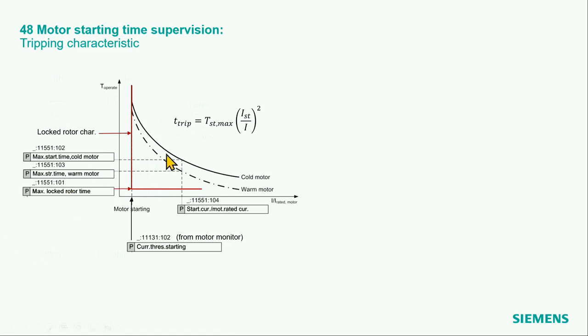I have the possibility to set two different starting times for the cold and for the warm motor here. The starting condition is the current threshold starting, as already mentioned. This is the setting which we have in the motor monitor. If we are below, nothing happens. If we are above that value, then we assume we have the starting process. And then these two values apply at the end.